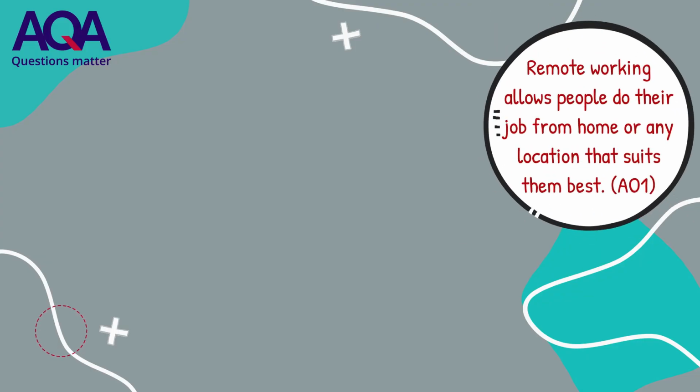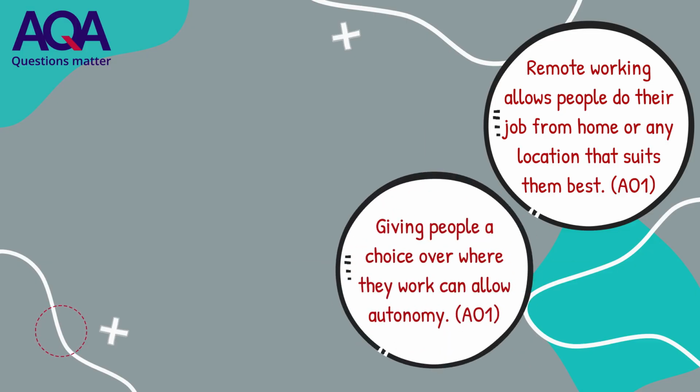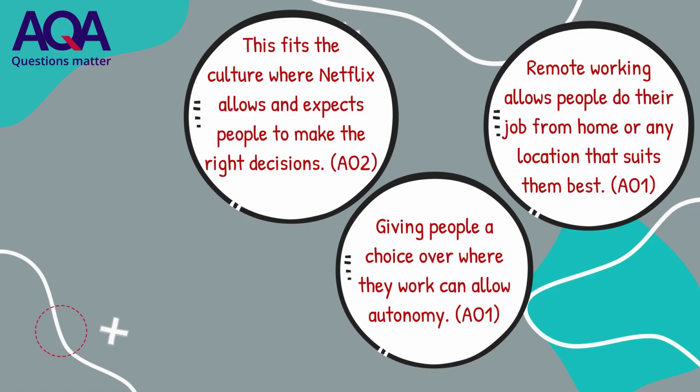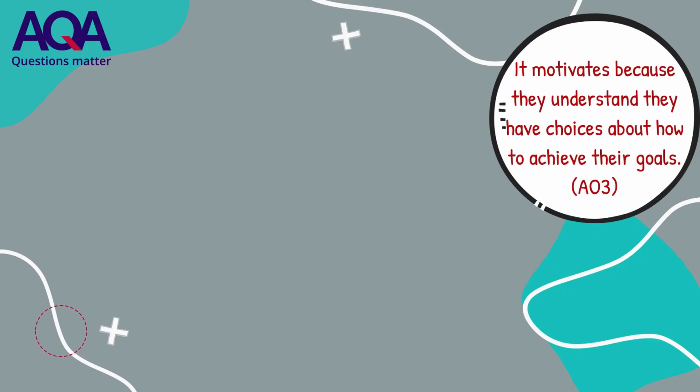Remote working allows people to do their job from home or any location that suits them best. AO1. Giving people a choice over where they work can allow autonomy. AO1. This fits the culture where Netflix allows and expects people to make the right decisions. AO2. Autonomy may be particularly valued by high-skill staff who make up a large percentage of Netflix workers. AO2. It motivates because they understand they have choices about how to achieve their goals.